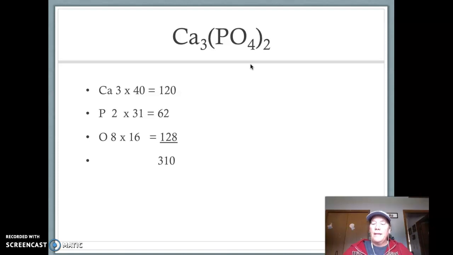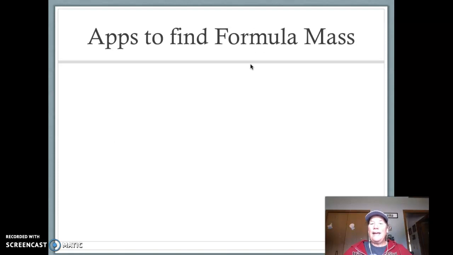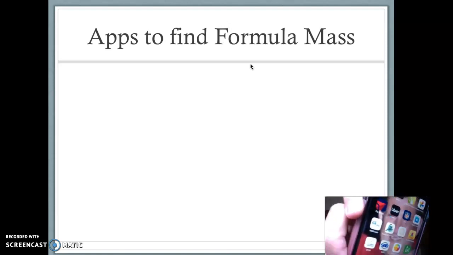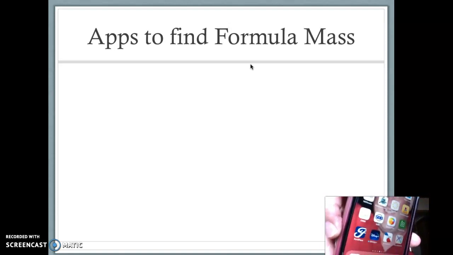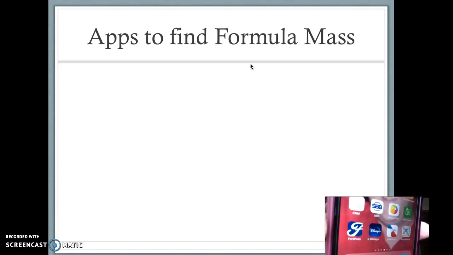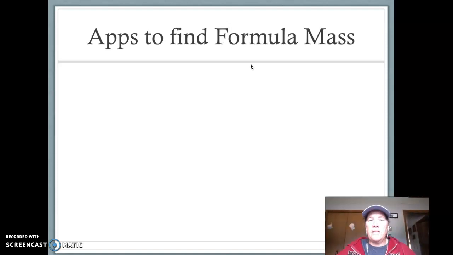Now, since it really isn't that hard to do formula mass, and it's something that you need a lot because we do a lot of problems where you need the formulas of compounds, I don't want you to spend all your time finding formula mass, so I'm going to show you a little cheat. Let me see if I can find it on my phone. There is an app. It's that white one, and it says CMM on it, and I'm sorry I can't show you that better. It's calculating molecular mass.